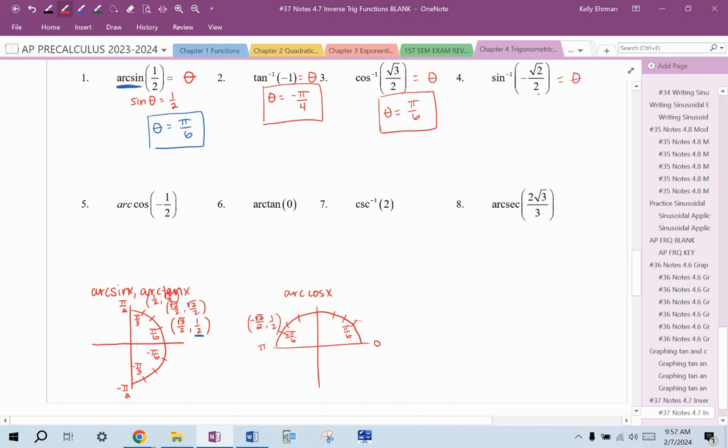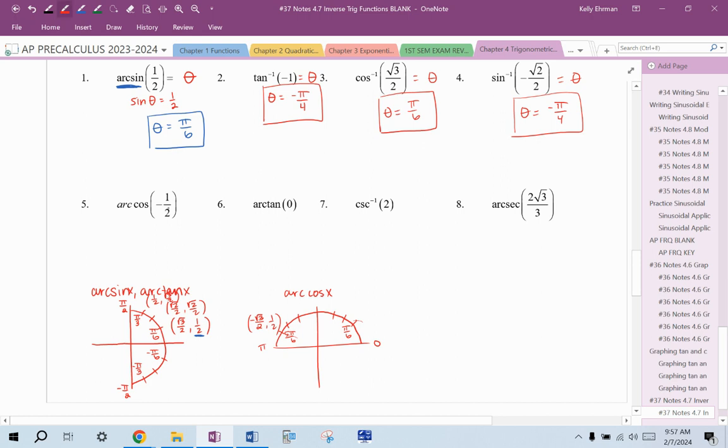Inverse sine of negative radical 2 over 2. So what angle makes that happen? So inverse sine, you're down to these two options. We know it's pi over 4, but it's got to be negative pi over 4 to make sine equal to negative radical 2 over 2. Another trick you can remember, if it's arctan or arcsine of a negative, your answer should be negative.